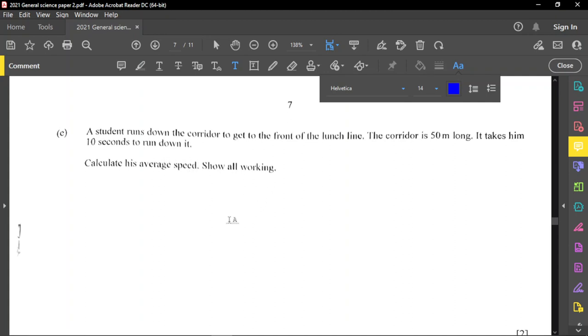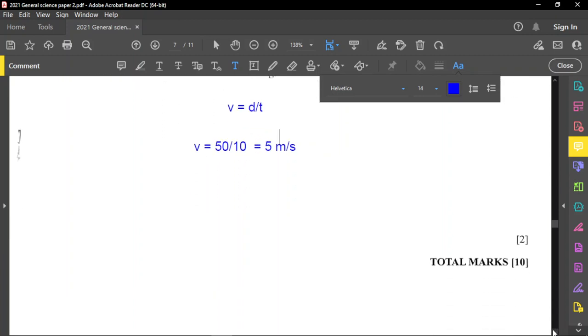So if it takes 10 seconds to run down the corridor and the corridor is 50 meters long, then his average speed, let's talk about what speed is first. Speed is equal to distance over time. This is equal to D over T, distance over time. All right, that's what the formula is. So therefore, speed now is equal to distance, which is the 50 meters, divided by time, and that is 10 seconds. The time in seconds is 10. And so 50 divided by 10 will give you 5 meters per second, all right? So that is the average speed right there. Very easy to work out for a simple 2 marks.